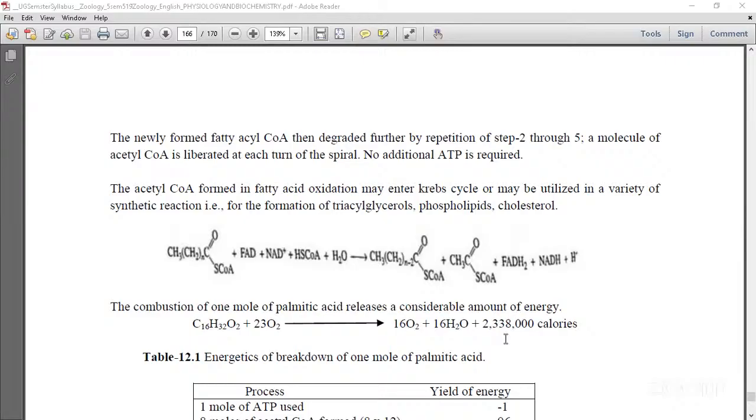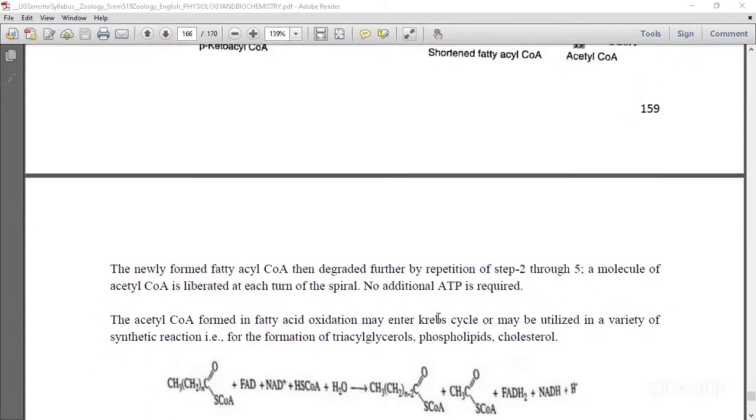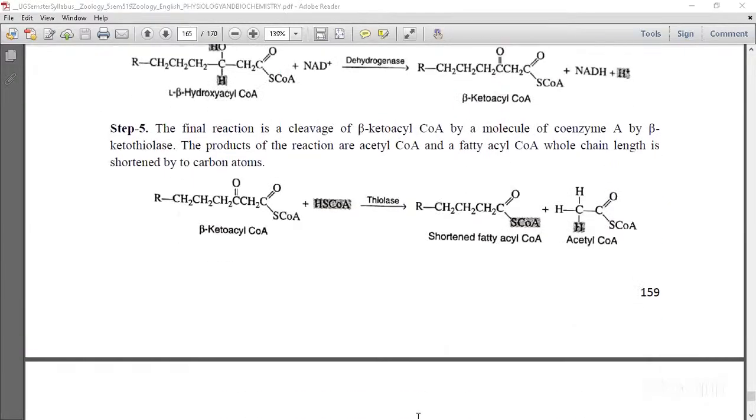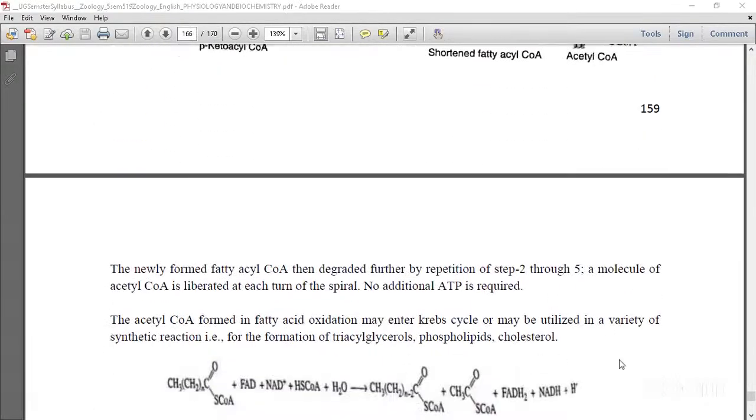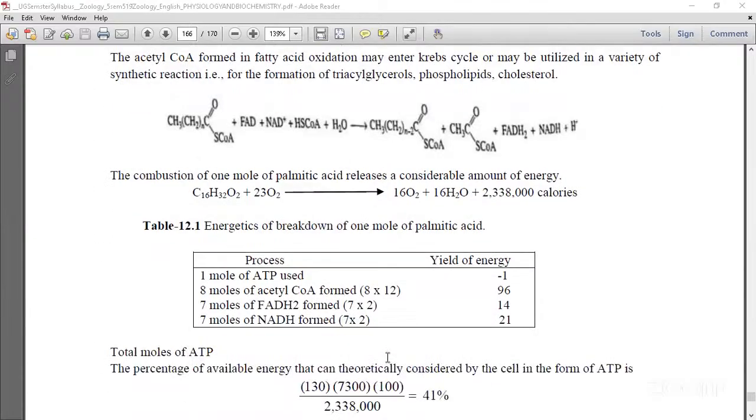When one molecule of palmitic acid is combusted, 23 lakh 38 thousand kilocalories of energy is released. Here, the Krebs cycle, whichever acetyl coenzyme is released in the reaction as a fifth step, enters into the Krebs cycle, where the synthetic reactions take place, the formation of triglycerols, phospholipids and cholesterol. From that, palmitic acid is produced.